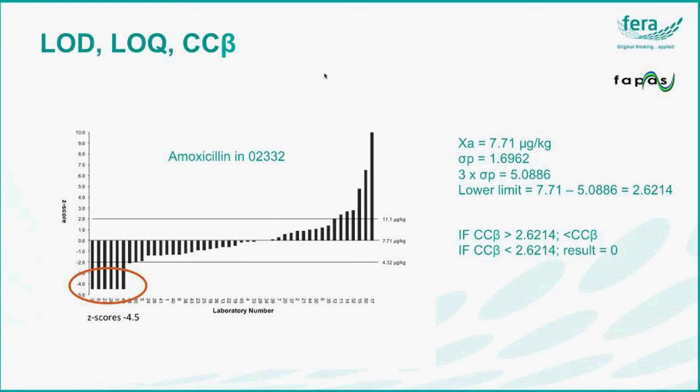If a lab's CC beta is more than this critical value, then we say that it's less than the CC beta. We give them the benefit of the doubt that they would not be able to detect that analyte. However, if their CC beta is below the critical value, they should have detected the compound, in which case we give them a result of 0, which equates to a z-score of minus 4.5.